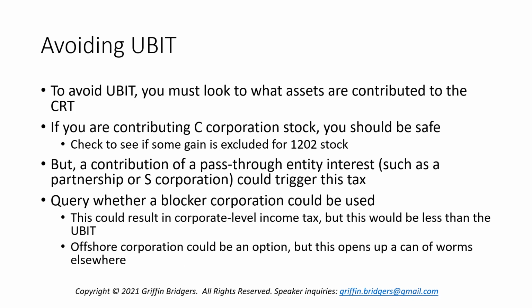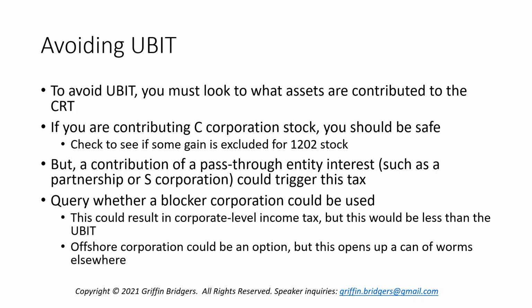And the way that the IRS sees it is, in this case, the C corporation is going to be paying income tax on that business income, so they're not as worried because they know that the return that goes to the charitable remainder trust is going to be passive income. However, if you don't have a C corporation, if you contribute a pass-through entity interest, such as a partnership or S corporation, this tax could be triggered, because you're really going to look through to determine the character of income in the hands of the charitable remainder trust. And the character of that income could include unrelated business taxable income.